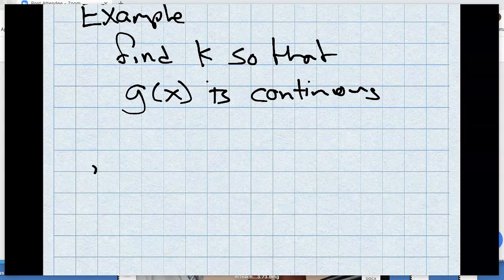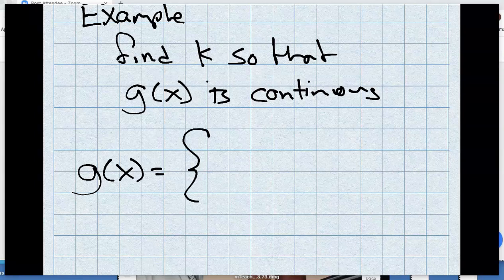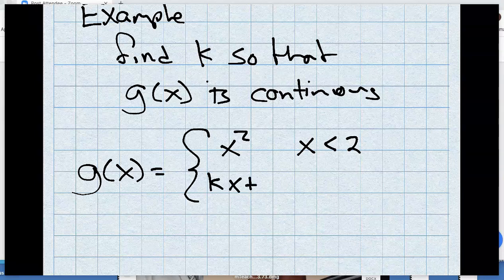And it might be the kind of thing where g of x is defined as a function, maybe x squared when x is less than 2, and kx plus 3 when x is greater than or equal to 2. There's a formal notation on how you'd write this, and then there's a less formal one. So I'm going to do it pretty formally.